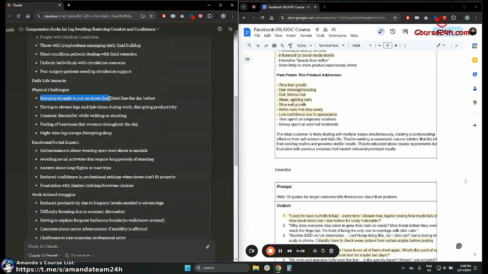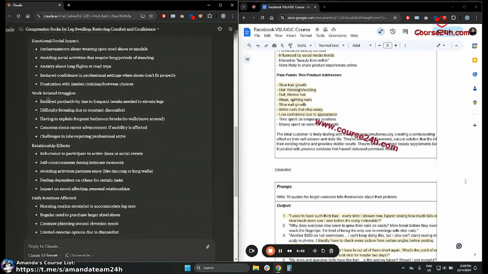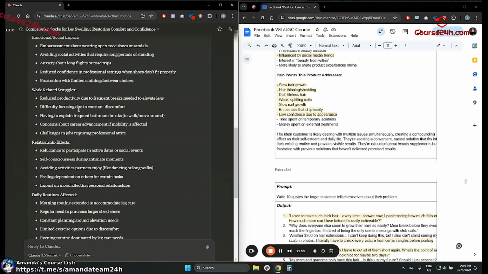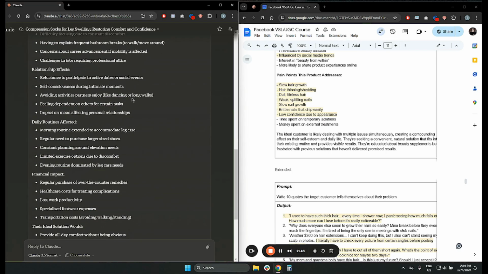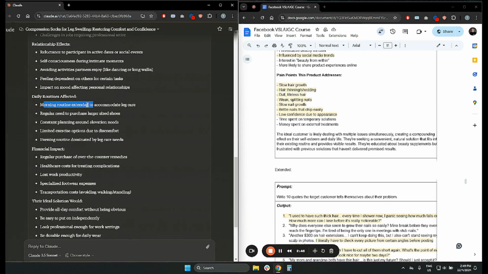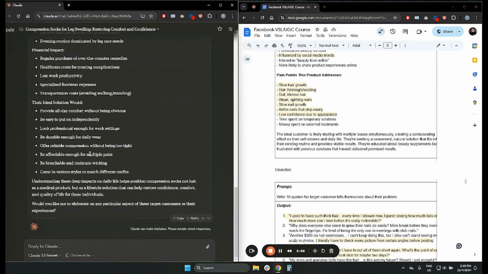Now, daily impacts and physical challenges. So struggling in the morning to put on shoes, having to elevate legs multiple times during work to find relief. Emotional and social impacts, so embarrassment, avoiding social activities, anxiety, reduced confidence. Work-related struggles, reduced productivity, difficulty focusing, having to explain frequent bathroom breaks, which they use to get relief. Then relationship effects, so the reluctance to participate in active dates or social events, avoiding activities partners enjoy. Their routines are affected, so the morning routine is extended to accommodate leg care, a regular need to purchase larger size shoes, financial impact, the ideal solution world, and so on.